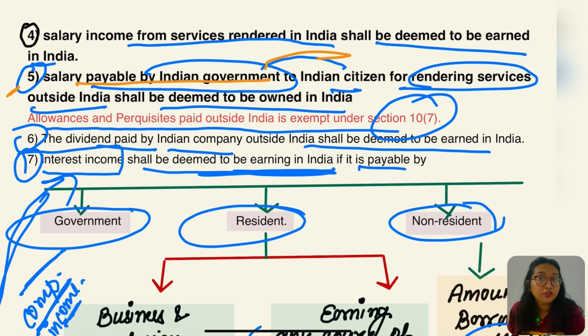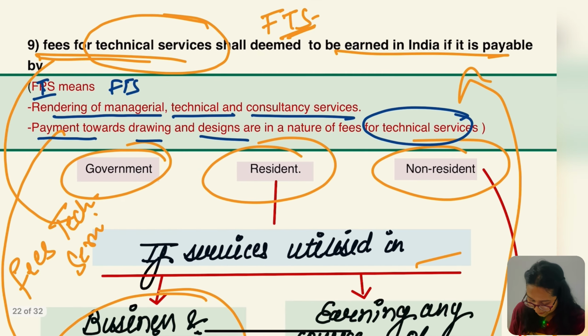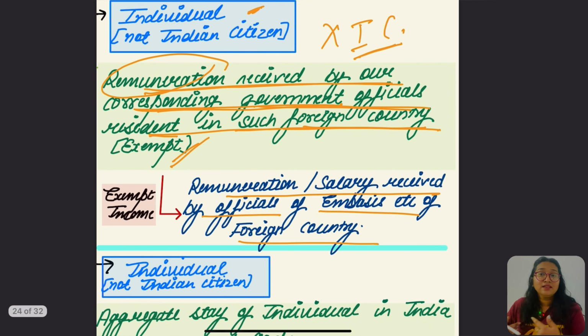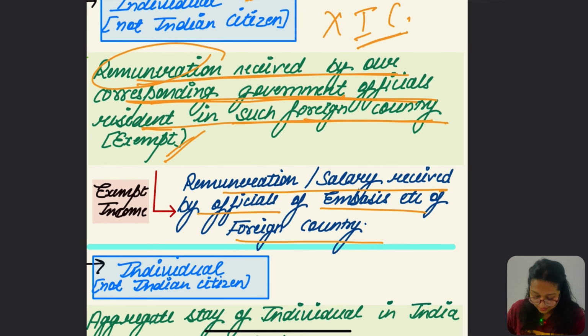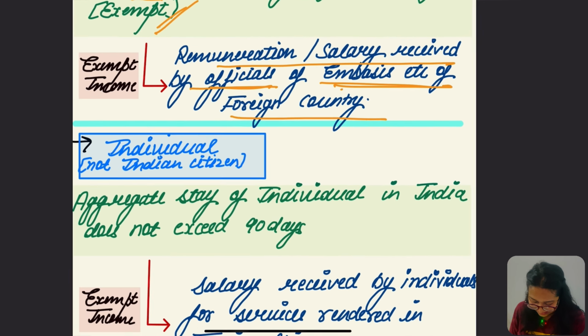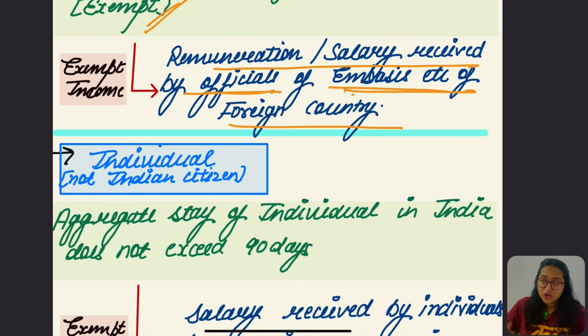This would be vice versa for the foreign employees who are staying in India and rendering services to the foreign countries. They are not Indian citizens. When they are rendering services to the foreign country, in that case that would be exempt. That would not be taxable in India. Hope this point was clear to you. Let's read it again. The individual who is not an Indian citizen, getting remuneration salary received by officials of embassies etc. of a foreign country, would be exempted under section 10. The income earned from this, the remuneration, would be exempted.